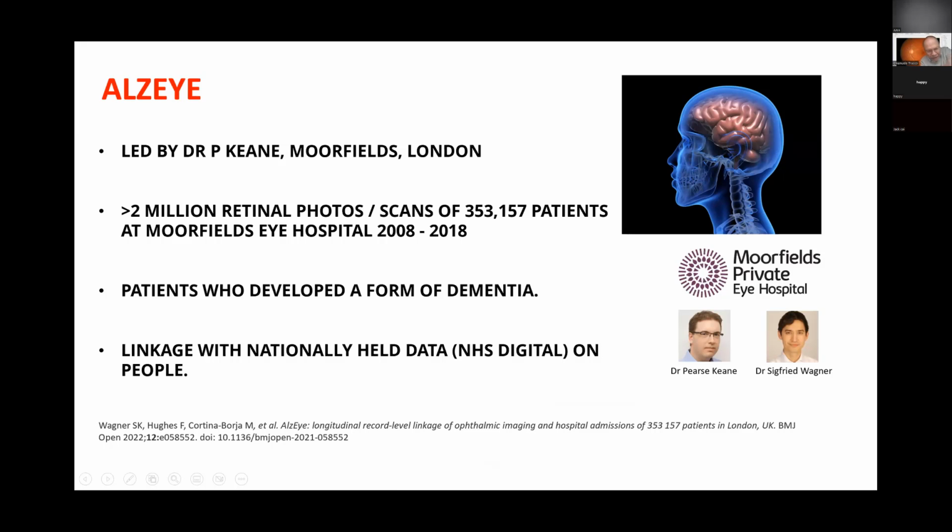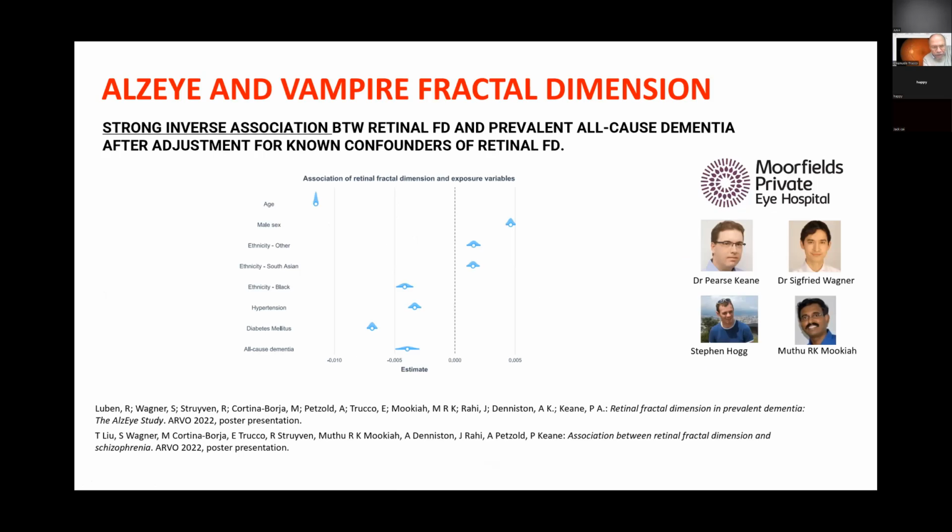They have put together more than 2 million retinal scans of 353,000 patients, and they have run fractal dimension software, Vampire fractal dimension software, on a subset of this, and for instance, found some results. So they found a strong inverse association between fractal dimension and all-cause dementia. Again, there are some potential explanations for this, but this is a very large data set, and I believe we're very excited to be in this collaboration.